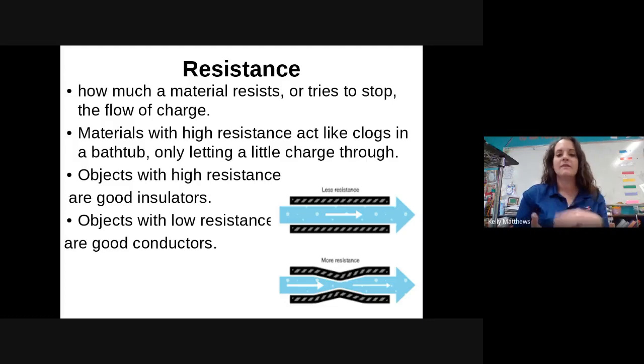So again, think of it like the flow of water. Okay. A small pipe would have a high resistance. It's only letting a little bit through. A wide, big pipe would have a very low resistance. It would let a lot flow through at the same time.